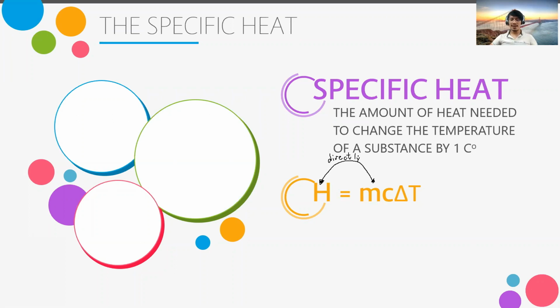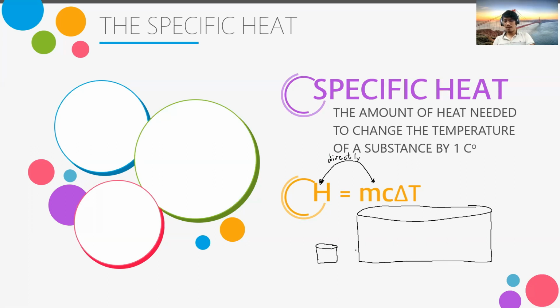Directly related. Okay, ano ibig sabihin ng directly related? So for example, kapag malaki yung mass, ibig sabihin malaki din yung heat na kailangan. Okay? Kapag maliit ang mass, ibig sabihin maliit din yung heat na kailangan. For example, experience would tell us na for example lang ha, meron akong 1 cup of water, then ang isa 1 pail of water. Okay? Water ang sulod ani ha.